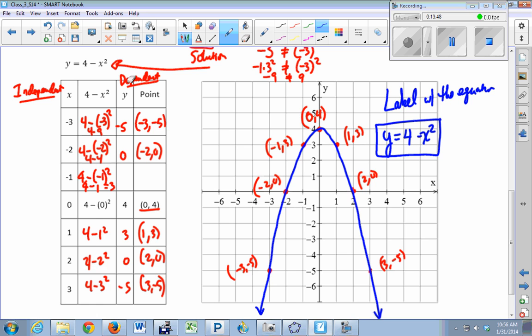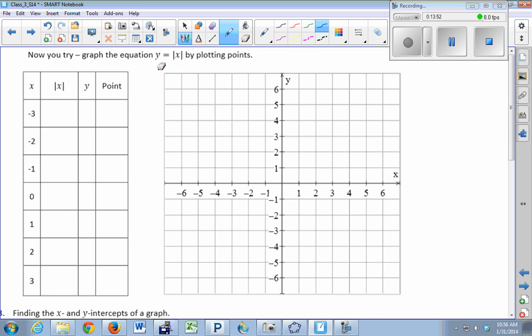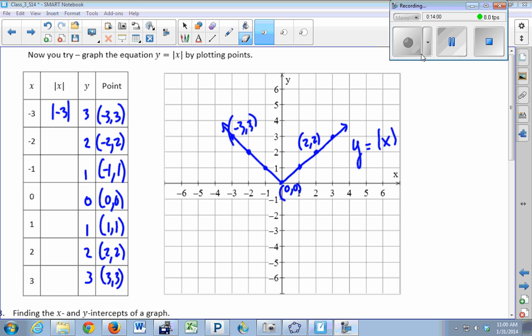Okay. I'd like you to do the next one at your seats. It's the absolute value of x. I'd like you to plot that. If you have any questions, use your flags and I'll come around and help you out. It looks like a V, doesn't it? And what do we call this point right here, 0, 0? What's that point called? Origin, right.